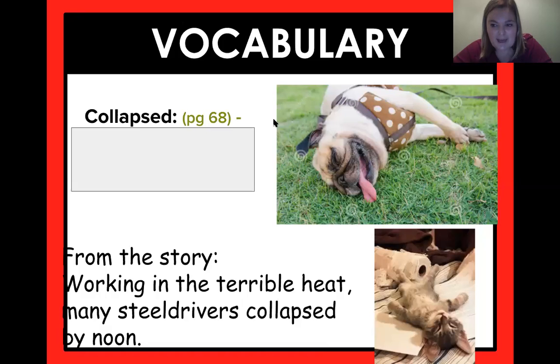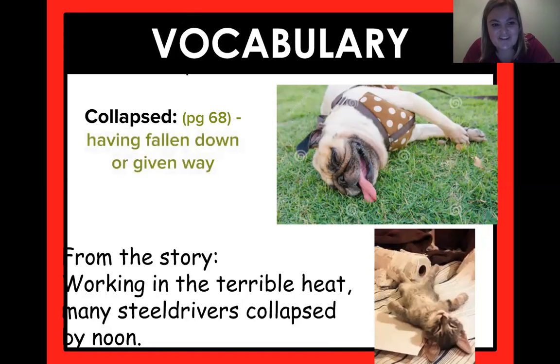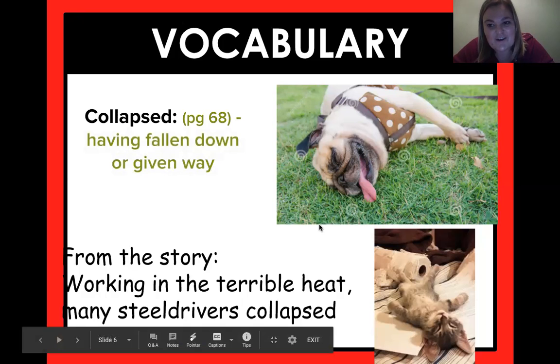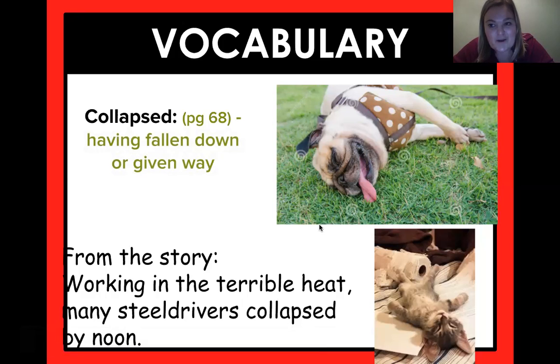What about collapsed? I know you guys have probably seen this word before and you've collapsed from being exhausted. Well, in the story, working in the terrible heat, many steel drivers collapsed by noon. So by 12 o'clock in the afternoon, they were exhausted. And yeah, you figured it out. Collapse means you fall over or give way. So like this dog and this cat, they are collapsed on the ground.